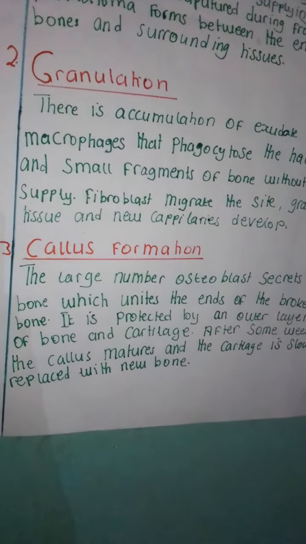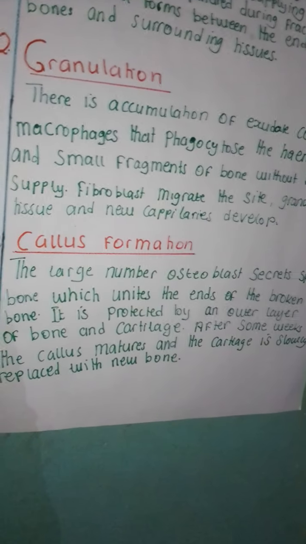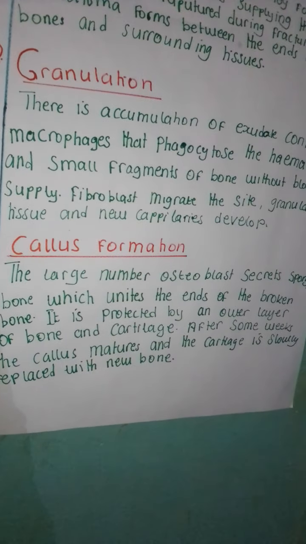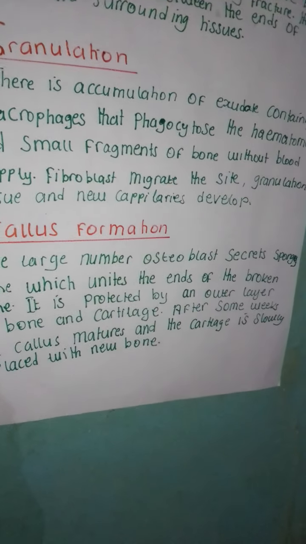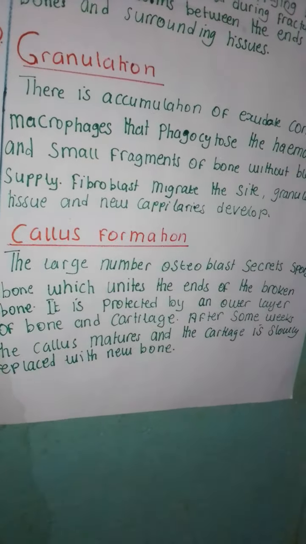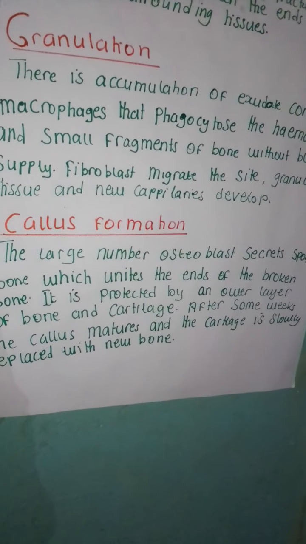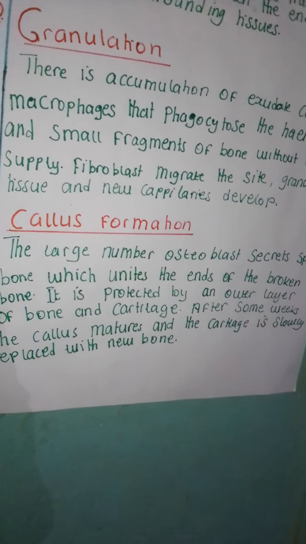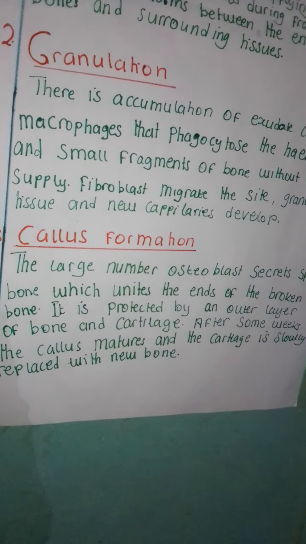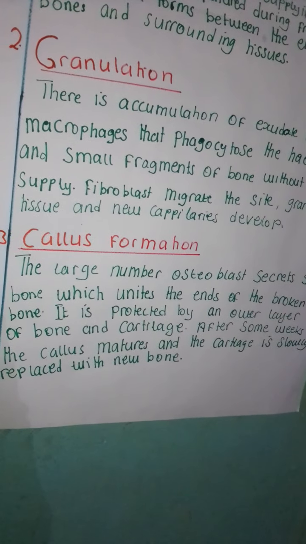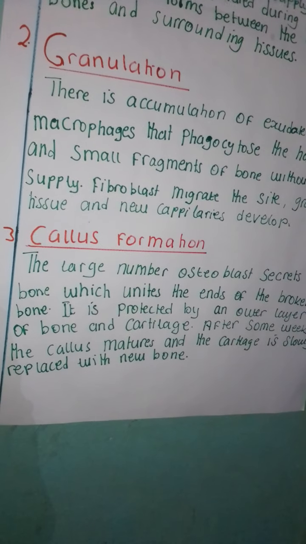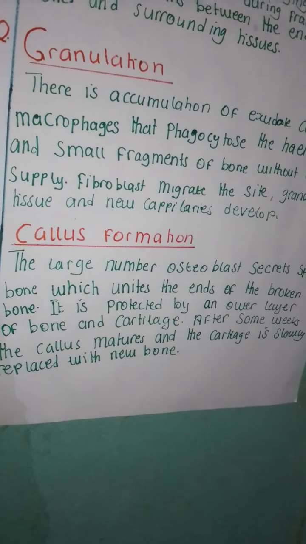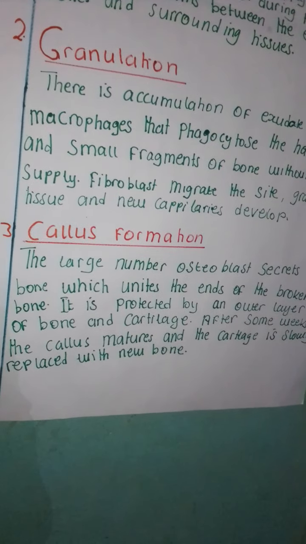The third one is callus formation. In callus formation, a large number of osteoblasts secrete spongy bone, which unites the ends of the broken bone. It is protected by the outer layer of the bone and the cartilage. After some weeks, the callus matures and the cartilage is slowly replaced with new bone.